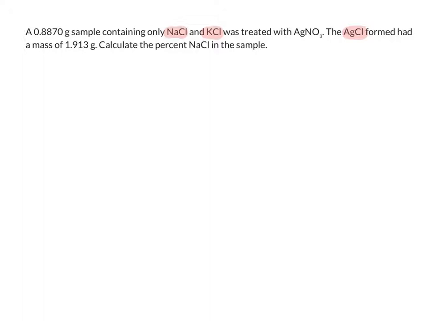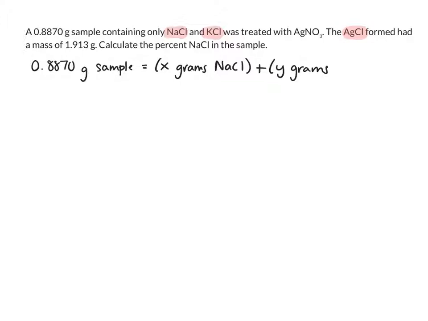So I'm going to start with, well, I've got 0.8870 grams of my sample. So X number of grams is coming from my sodium chloride, plus Y number of grams is coming from my potassium chloride. So I've got two variables here, X and Y. Ultimately, I'm going to want to solve for those X grams of sodium chloride to find the percent.